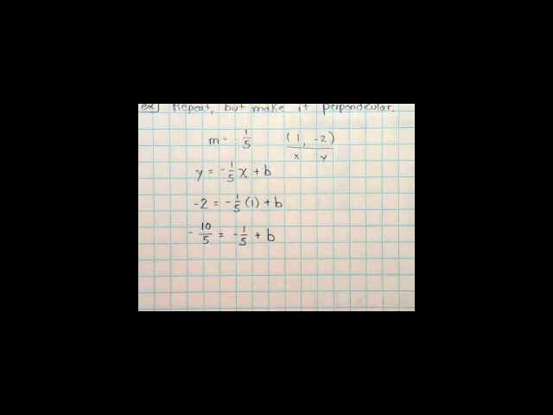Now it's going to probably look a little easier. If you add or subtract fractions, remember the denominator stays the same, the numerator you add or subtract. So I need to add 1/5 to the other side. So what is negative 10 plus 1? Yes. Okay, so it's negative 9 over 5.